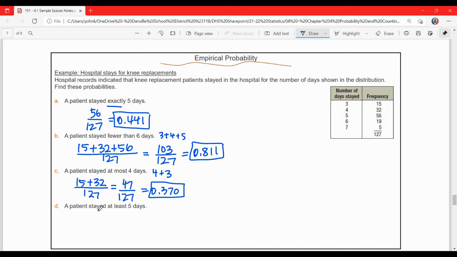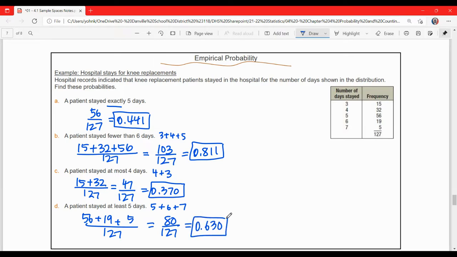And then finally, a patient stayed at least 5 days. So that's going to be 5 days and 6 days and 7 days added together. So 5 is 56, 6 is 19, 7 is 5, all over 127. That's 80 over 127, which is 0.630. All right, so that's empirical probability, results that come from a specific experience.